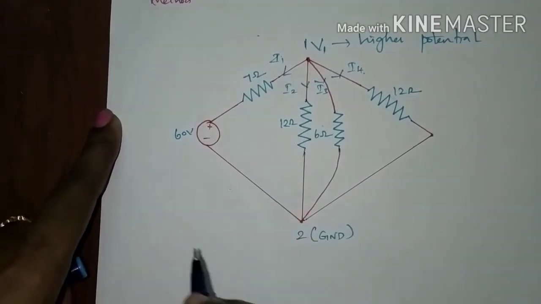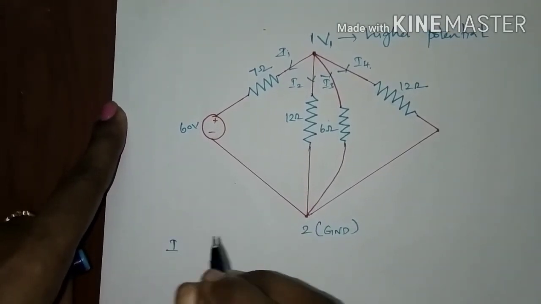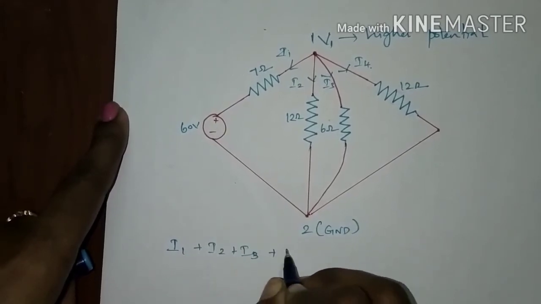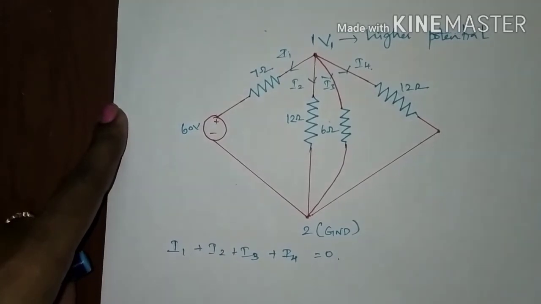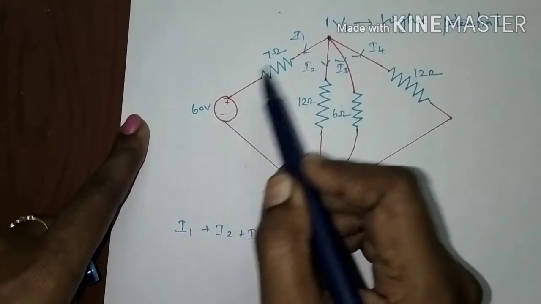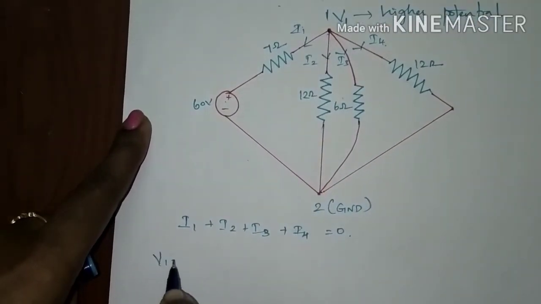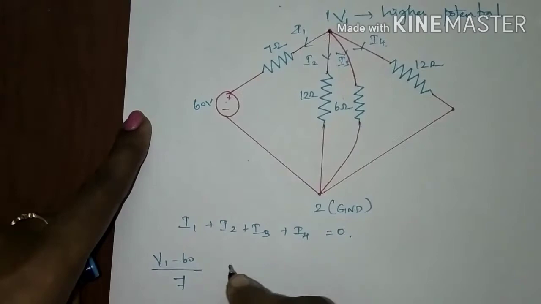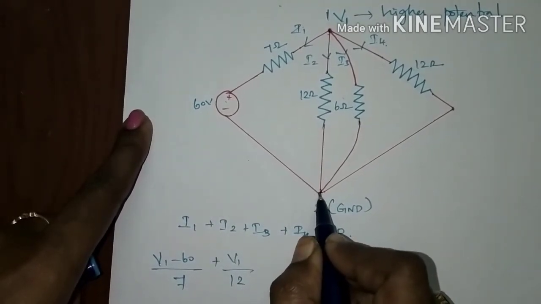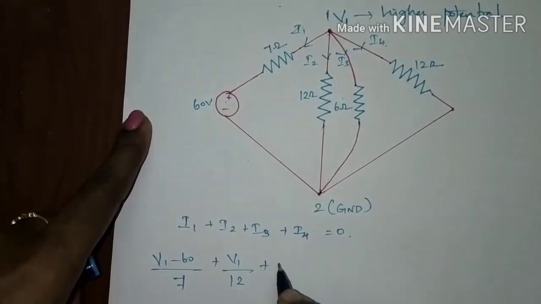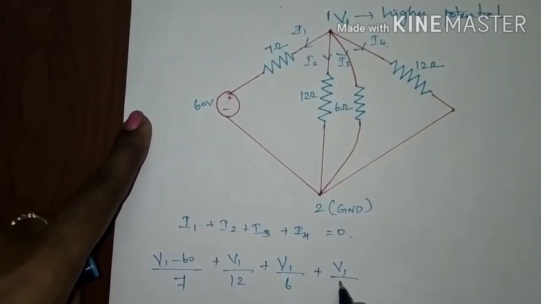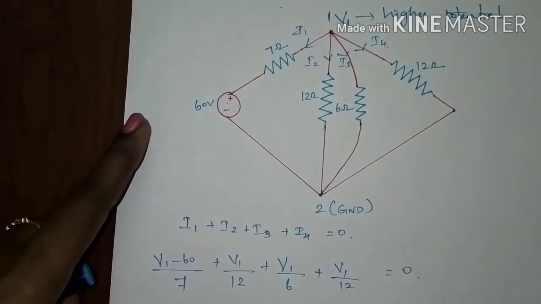Now according to KCL, sum of the outgoing current would be equal to sum of the incoming current. So I1 plus I2 plus I3 plus I4 is equal to 0. I1 is the current flowing in first branch. That is the difference between these two voltages divided by the resistance. So (V1 minus 60) divided by 7 is I1, plus V1 divided by 12. Here it is grounded, so the voltage difference is 0. And V1 divided by 6 and V1 divided by 12, which is equal to 0.